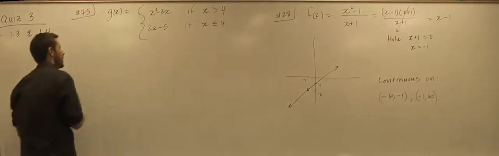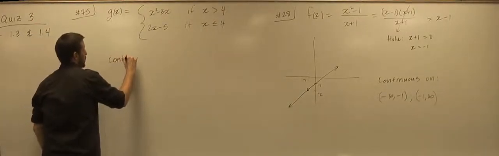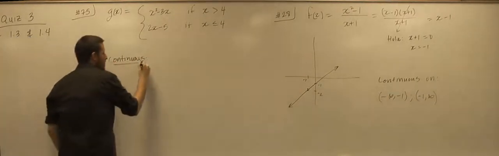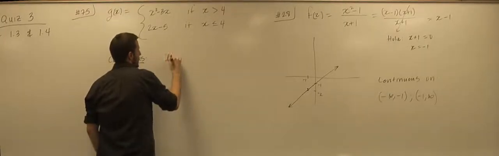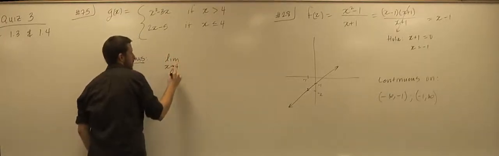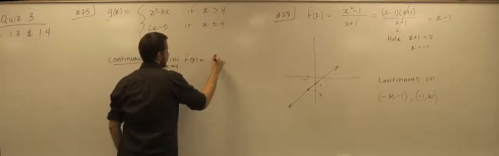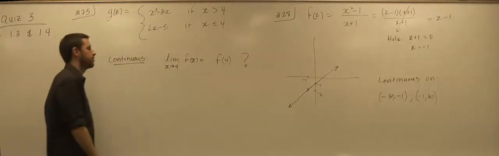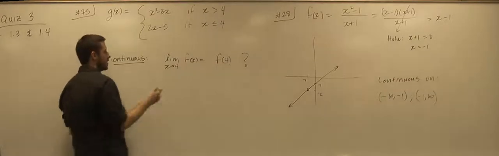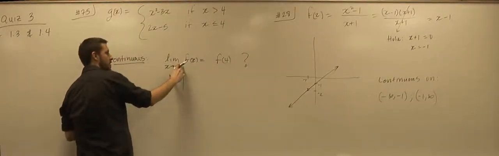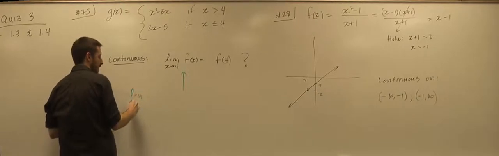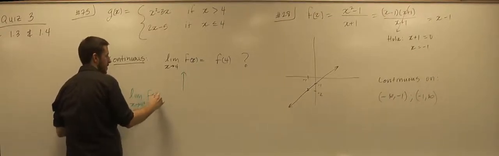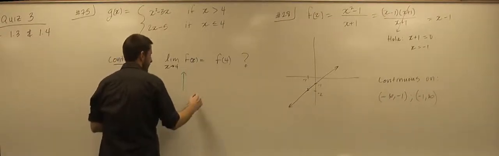So what you need to check is that the limit as x goes to 4 of f of x is equal to f of 4. And more specifically, a little bit easier way with piecewise functions to talk about the limit as x goes to 4 is to do the limit from each side. You can find what happens as x goes to 4 from the positive, and you can find what happens as x goes to 4 from the negative.